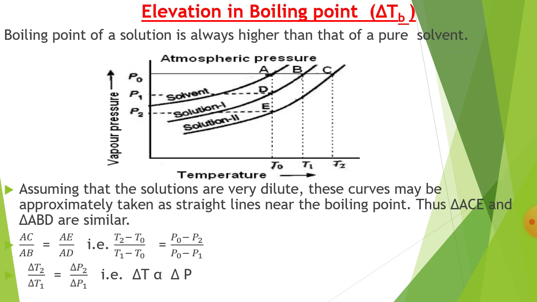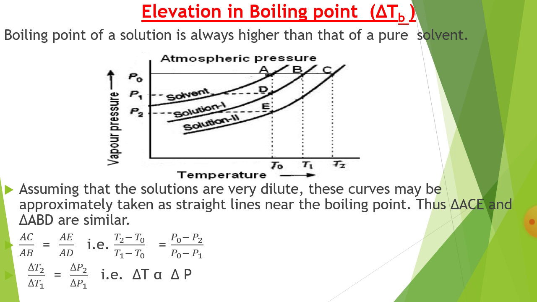Now come to the elevation in boiling point, that is the change in boiling point, delta Tb: delta for change, T for temperature, and b for boiling. The boiling point of a solution is always higher than that of the pure solvent. Reason: when a non-volatile solute is added, some surface area of the solvent is occupied by solute molecules. That's why at the same temperature they generate less vapor. So for boiling this solution, we have to increase the temperature. That's why the solution has a higher boiling point than the pure solvent.